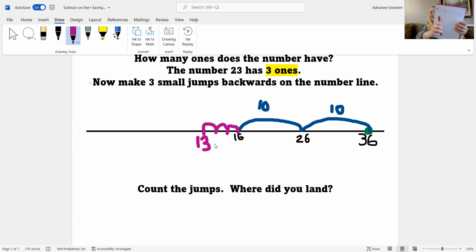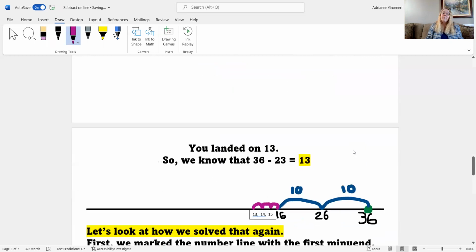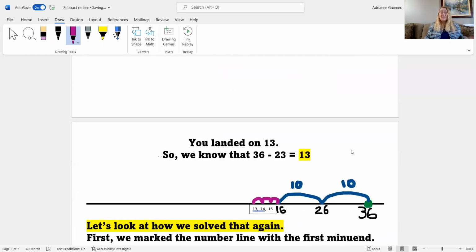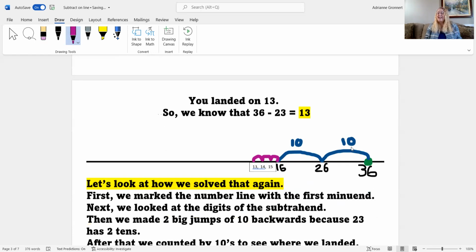And I marked that here on my number line and on the screen. 13. We landed on 13. So we know that 36 take away 23 equals 13. Let's look at how we solved that again.